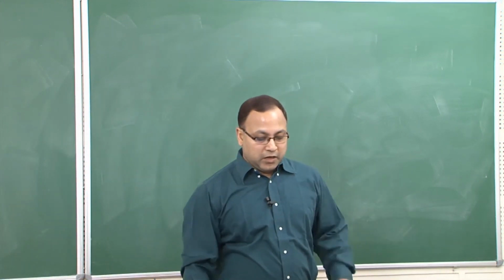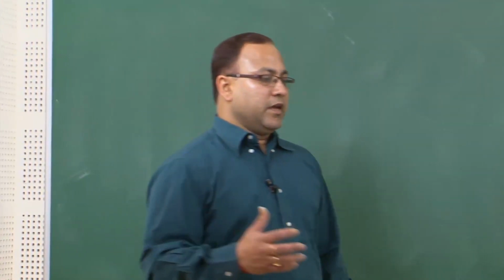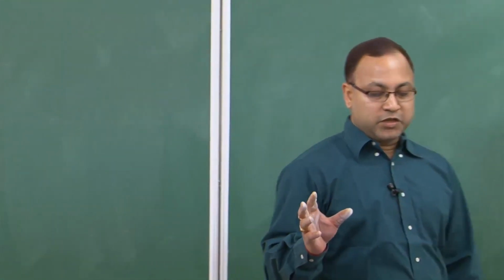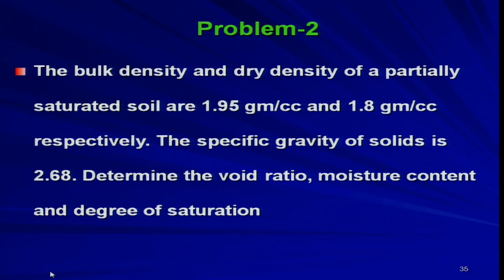Problem 2 says the bulk density and dry density of a partially saturated soil are 1.95 gram per cc and 1.8 gram per cc respectively. Okay, that is bulk density and dry density. The specific gravity of solids is 2.68. Determine the void ratio, moisture content and degree of saturation. When we talk about bulk density and dry density, the bulk unit weight and dry unit weight are related in terms of g, the acceleration due to gravity. Anyway, if you consider it in unit weight terms, the problem gives bulk unit weight of 1.95 gram per cc and dry unit weight of 1.8 gram per cc.